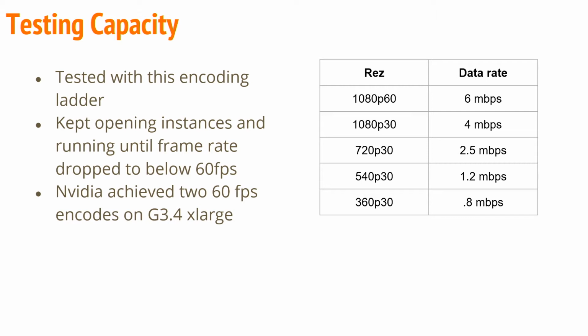Now, I mentioned a few minutes ago that we wanted to test performance. We wanted to see how many encoding ladders this solution could produce on the instance that we used to run it on. So this is the encoding ladder that we produced. And then what we did is, again, how many simultaneous encodes can we produce with this encoding ladder? We tested with one stream open, then we opened up another instance and tested again until we stopped getting 60 frames per second. Intel was able to achieve 2 60 frame per second encodes on the G34 large. Okay, so on that machine, you could handle 2 live events at the same time, which obviously dropped the cost per stream.